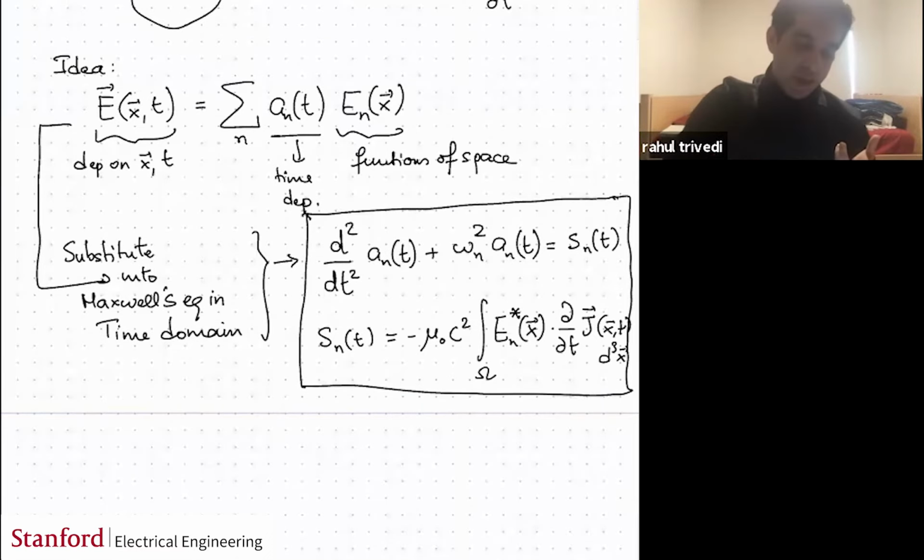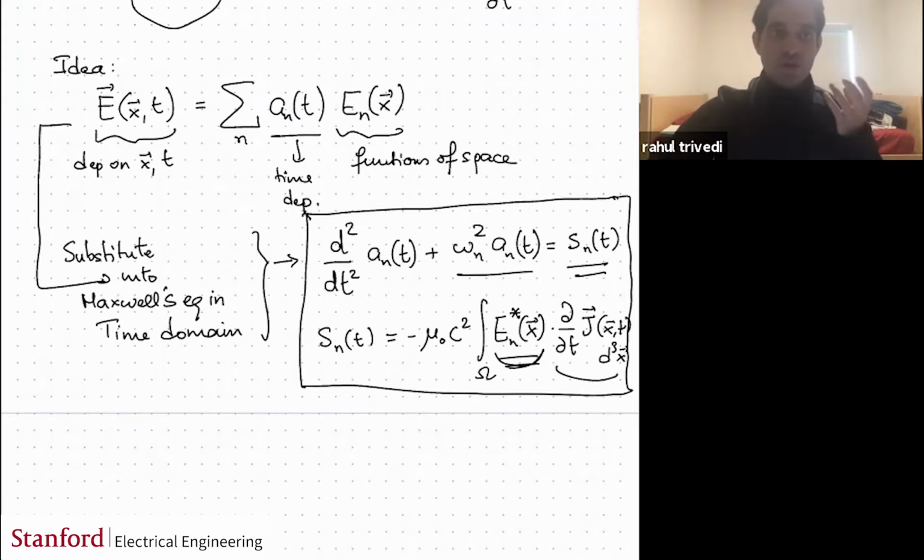And if you're looking at the drive that is applied on the nth harmonic oscillator, it is equal to the spatial overlap of the nth cavity mode with the source, right? So you essentially integrate the source that you have, which can be a function of space, with respect to the cavity mode that you're looking at, right? So this overlap integral tells you how much a source is driving each and every cavity mode, right?